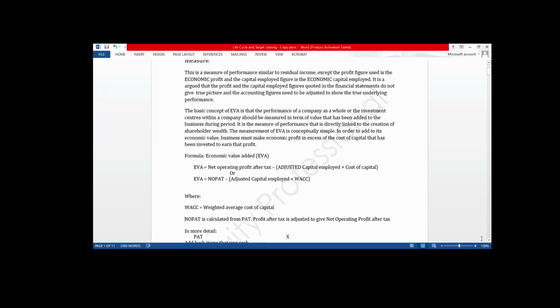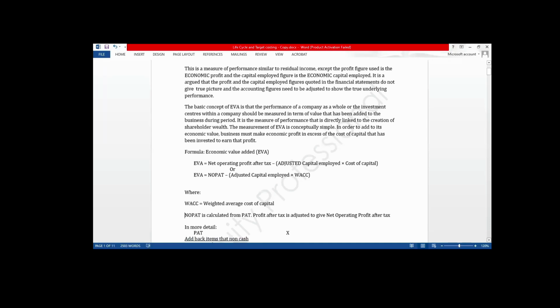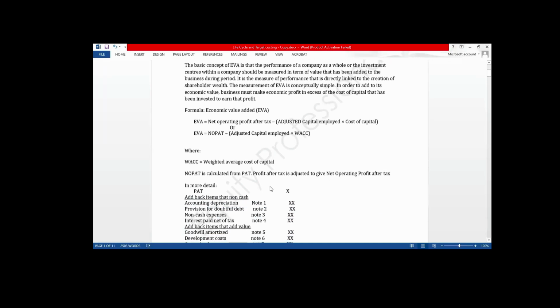Please look at your screen. The format is provided for us. NOPAT is calculated from profit after tax. Look at it in more detail. To calculate your NOPAT, you start with the profit after tax, then items to be added back. Please look at the board.